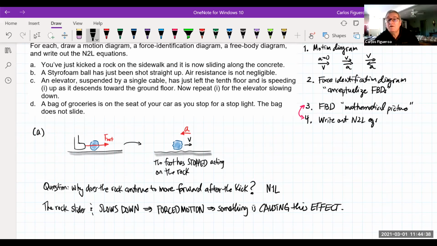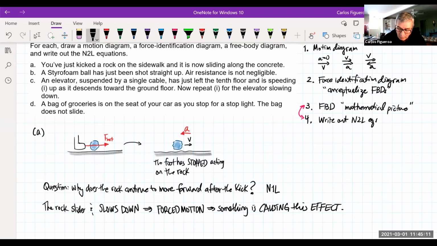I just saw RJ's question. The answer is yes, there is friction. And when I say the net force, it's the force of the foot minus the force of the static friction on the rock. But there's a net force. And remember what I said, I cannot tell the difference between the force of my foot and the force of friction, so I should be writing the net force.